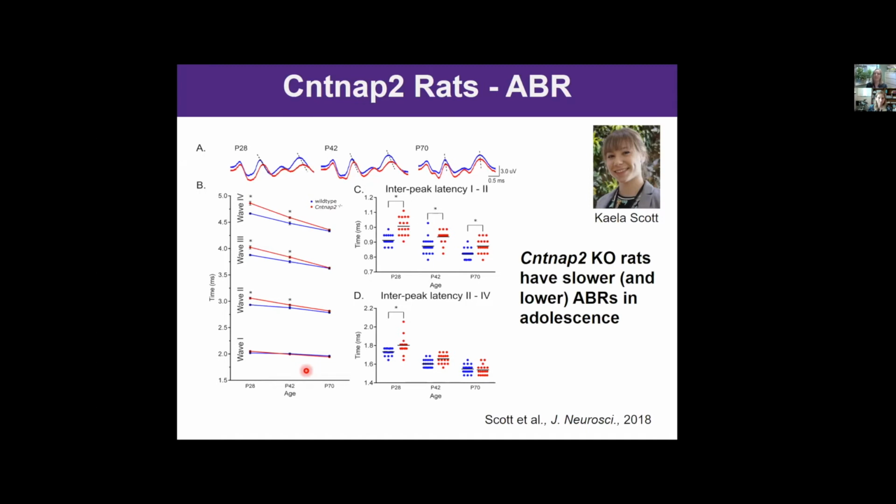And this is true for the latency, but also for the amplitudes, which is in the paper, but I don't show this here. We also have some other measures where we measure the interpeak latencies, so between peak 1 and 2 and between peak 2 and 4, and we see the same trend. So the latencies get shorter across development, but also the differences between wild type and knockout. Wild type is always blue here and knockout is always red. We see that the knockouts have longer latencies, but eventually they seem to catch up with the wild type animals. So this is auditory brainstem recording.